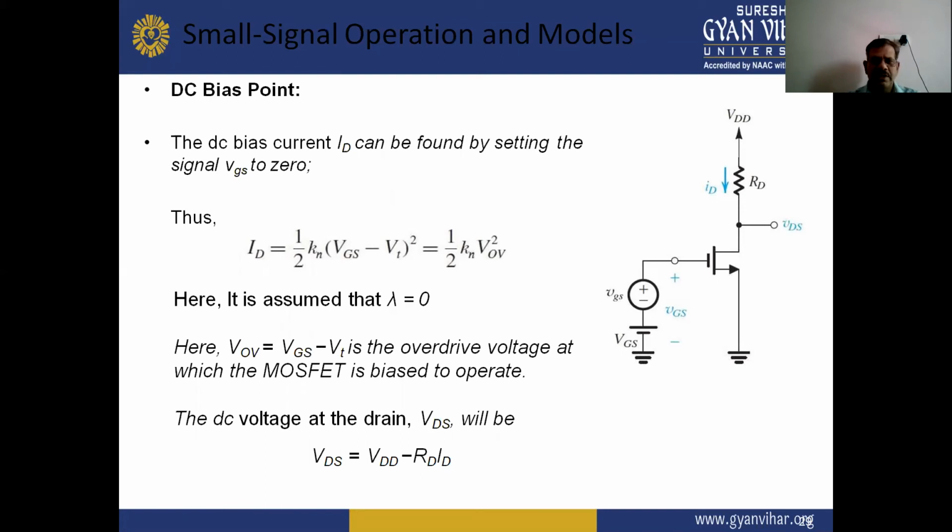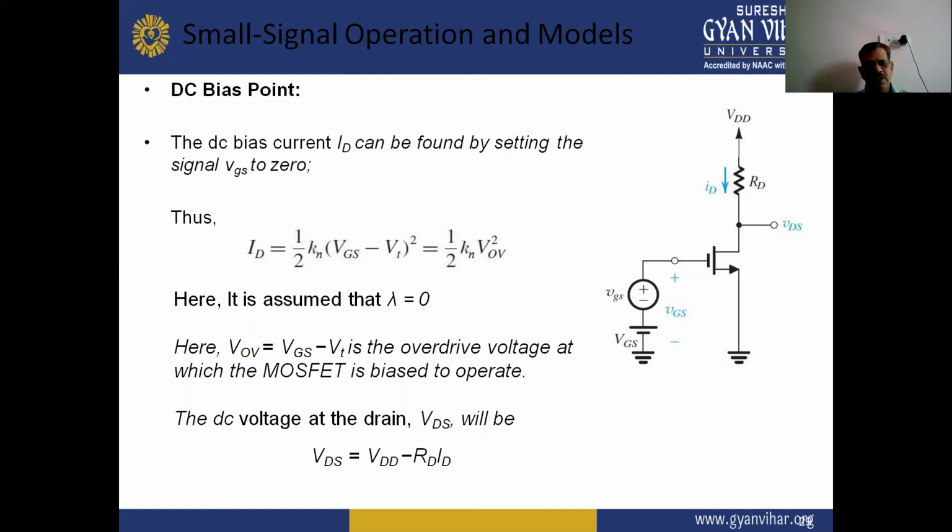At the DC bias point in this small signal operation model of the MOSFET, the DC bias current ID can be found by setting the signal vgs to 0. Thus ID equals 1/2 Kn (VGS minus VT) whole squared, which also equals 1/2 Kn VOV squared. Here it is assumed that lambda equals 0. Here VOV equals VGS minus VT is the overdrive voltage at which the MOSFET is biased to operate.